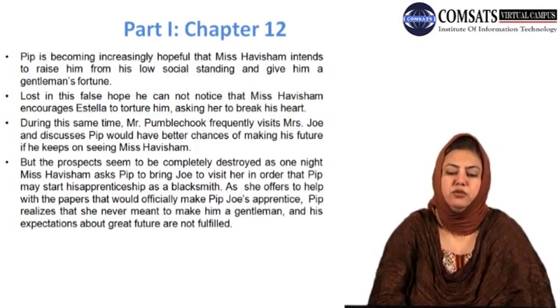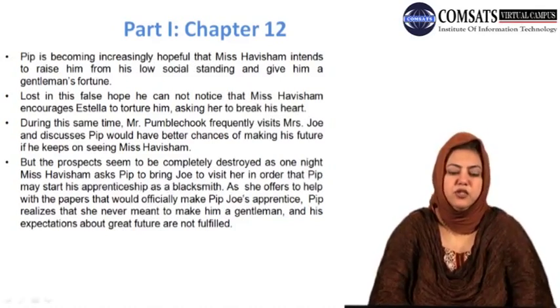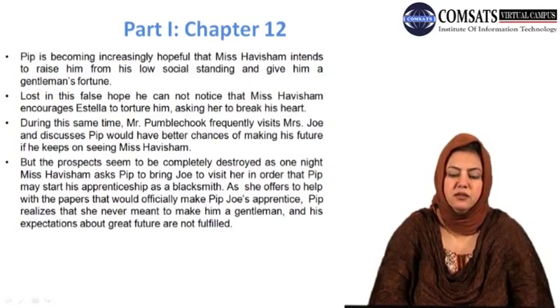During the same time, Mr. Pumblechook frequently visits Mrs. Joe and discusses that Pip would have better chances of making his future if he keeps on seeing Miss Havisham. But the prospects seem to be completely destroyed as one night Miss Havisham asks Pip to bring Joe to visit her in order that Pip may start his apprenticeship as a blacksmith. As she offers to help with the papers that would officially make Pip Joe's apprentice, Pip realizes that she never meant to make him a gentleman, and his expectations about a great future are not fulfilled.